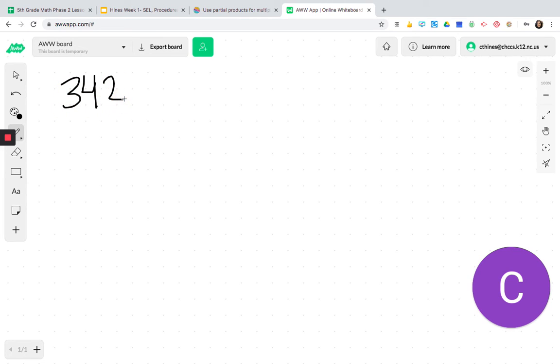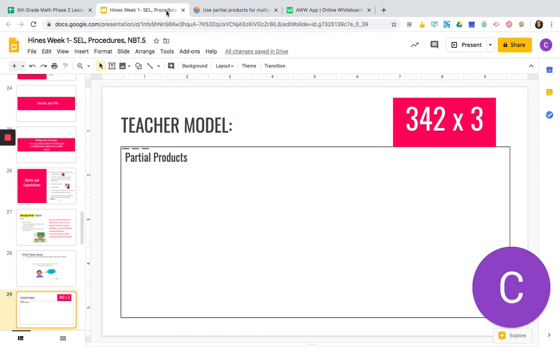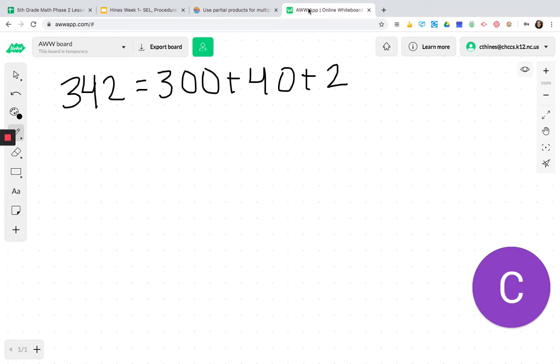342. There we go. And we are going to write that in expanded form right beside that number. So we're going to write the value of the 3. The 3 is in the hundreds place, so the value is 300, plus the value of the 4, which is in the tens place, so it's 40, plus the value of the 2, which is in the ones place, so it's just 2.